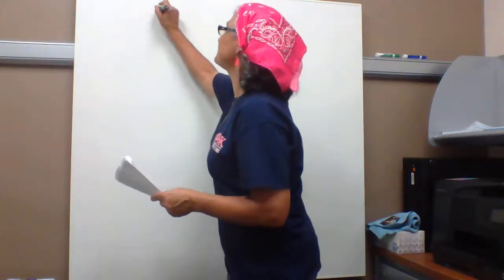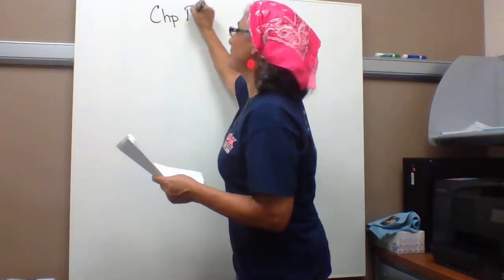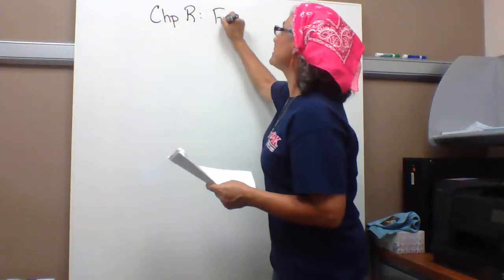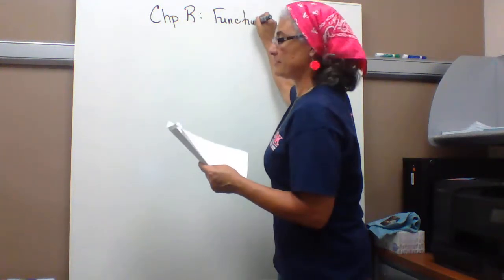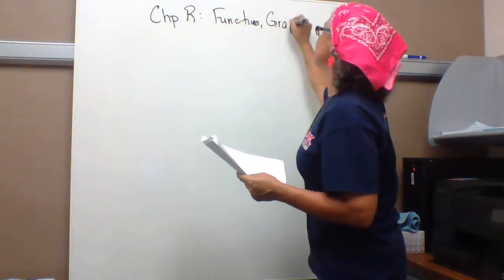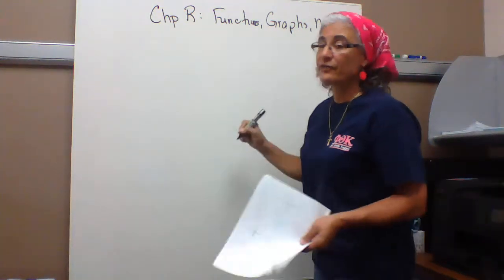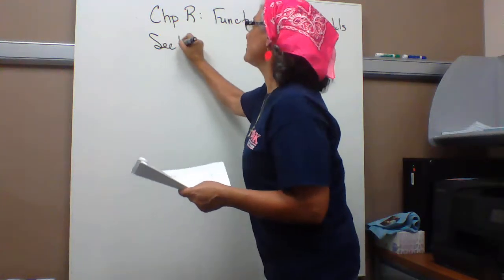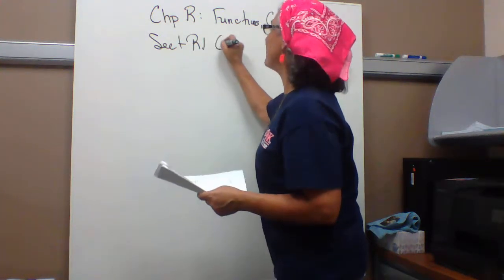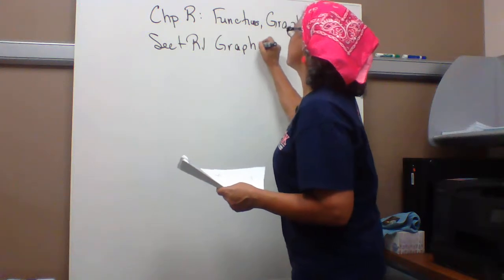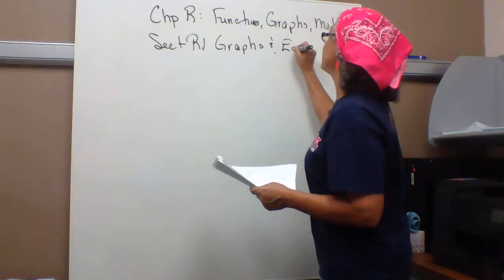Hello, so we are going to start into the first chapter for Math 120, and that is the review chapter, and they call it Chapter R. So, let's talk about Chapter R, and in this chapter it's talking about functions, graphs, and models. In the very first section of this chapter, we are going to be talking about graphs and equations.